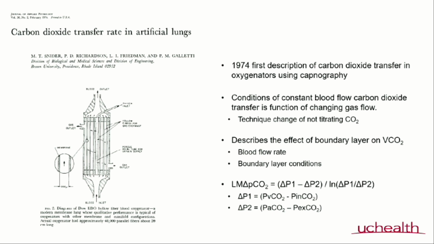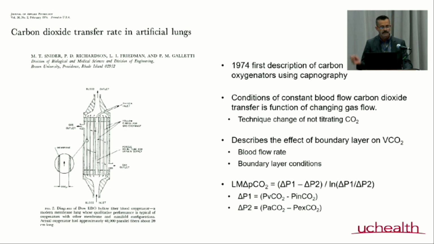They also did a really good job describing the mechanics and the design of the boundary layer effect on carbon dioxide transfer, so how blood flow rate and boundary layer conditions impact that transfer. They came up with this description called the log mean delta PCO2, which is delta P1 minus delta P2 divided by the natural log of delta P1 divided by delta P2. P1 is the difference between the venous PCO2 and the inlet gas PCO2, and P2 is the difference between the arterial PCO2 and the expired PCO2. So this log mean delta PCO2 became the basis for describing carbon dioxide transfer.